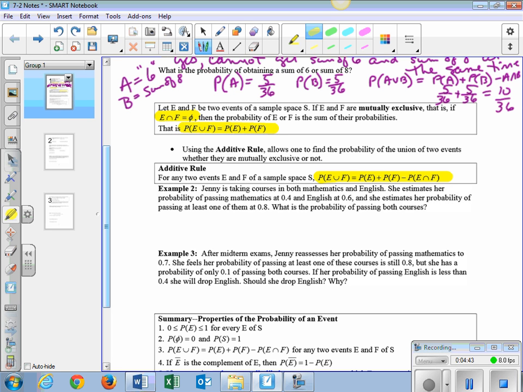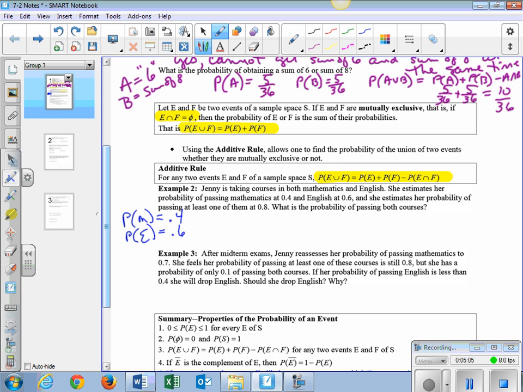Okay, so let's do an example using the additive rule for probability. Jenny is taking courses in both mathematics and English. She estimates her probability of passing mathematics at 0.4. So let's write that down. Probability of passing math is 0.4. That's not very high. And the probability of passing English is 0.6.